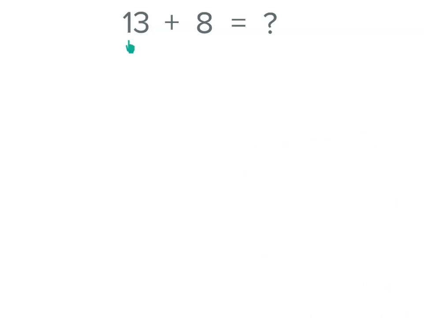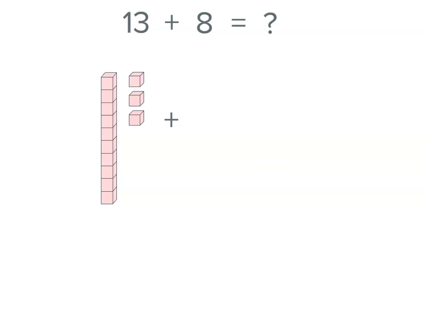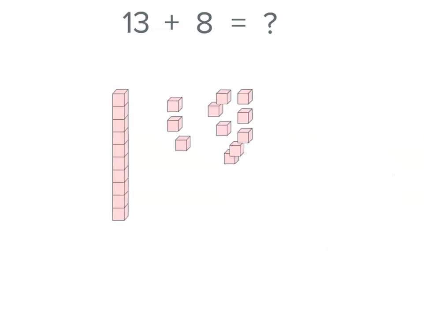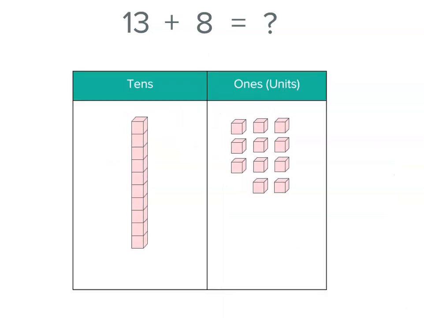Well, I'm going to use place value blocks. 13 is 1 rod or 10 and 3 unit blocks. 8 is 8 unit blocks. And now I'm actually going to group all of the unit blocks together, and I'm going to put them inside a place value table.